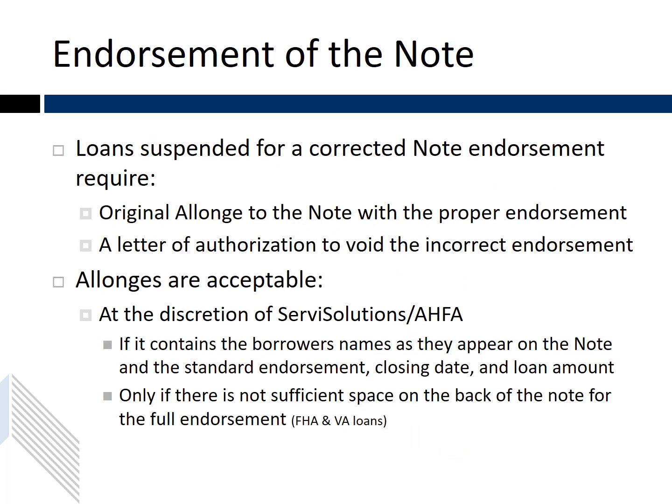Loans suspended for a corrected note endorsement require an original allonge to the note with the proper endorsements, as well as a letter of authorization allowing Service Solutions to void the incorrect endorsement. Allonges are acceptable at the discretion of Service Solutions, and must include the borrower's name as it appears on the note, as well as the closing date and the loan amount. An allonge is also acceptable if there's not sufficient space on the back of the note for the full endorsement for your VA and FHA loans.